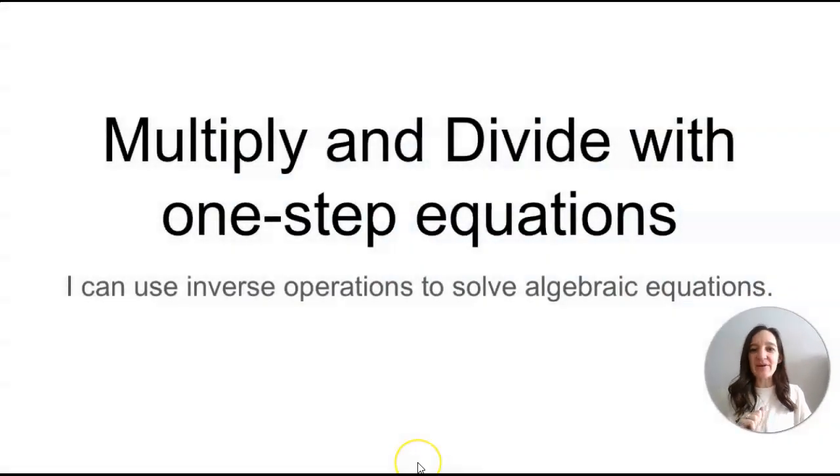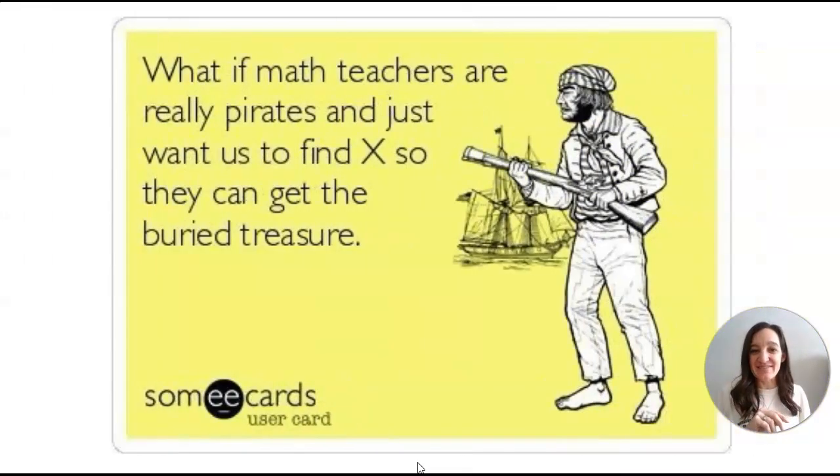Hey, it's Mrs. Matz again with yet another equation lesson. Today I'm going to be asking you to multiply and divide in order to find unknown values. Oftentimes those unknown values are x, which you might be a little suspicious about right now.